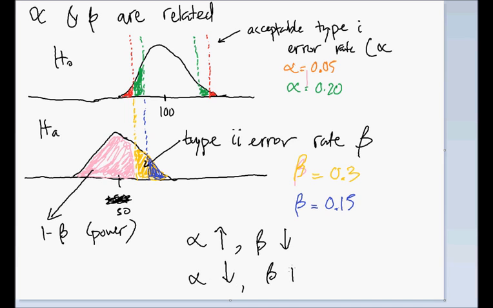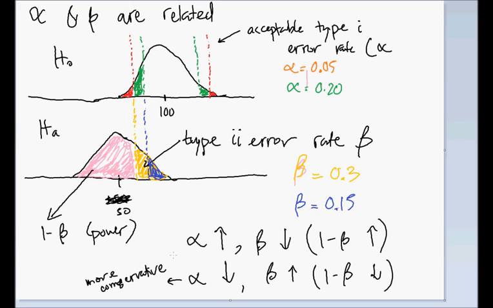And you can also think of this as the reverse when you take into account power. So as alpha goes up, your power will go up. As alpha goes down, your power will go down. And as alpha goes down, you're making a more conservative cutoff for your test, right? So typically people will set their alpha as 0.05. Sometimes they'll set it lower, let's say 0.005. And when you're looking at a more conservative test, your power goes down. So it's always a trade-off.